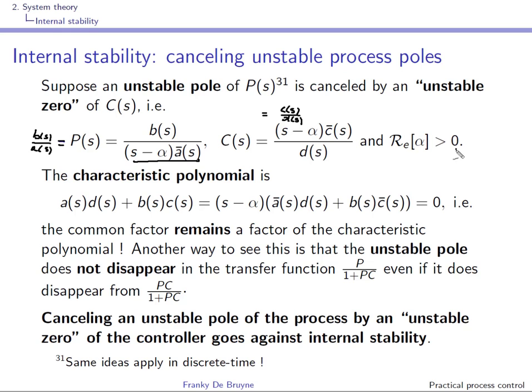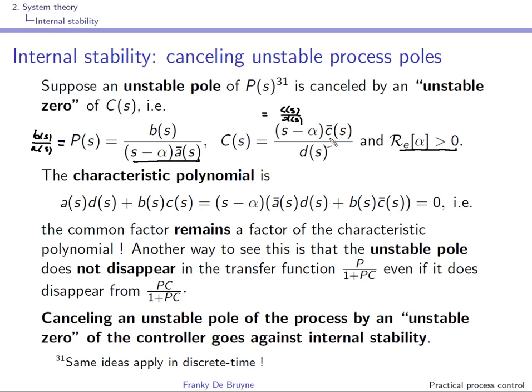You can see this because the pole is to the right of the imaginary axis. We'll assume now that we cancel this unstable pole by, between quotes, an unstable zero. We cannot say that this zero is producing instability, but what we mean is really a zero that is to the right of the imaginary axis.